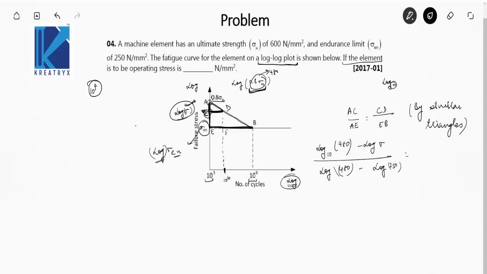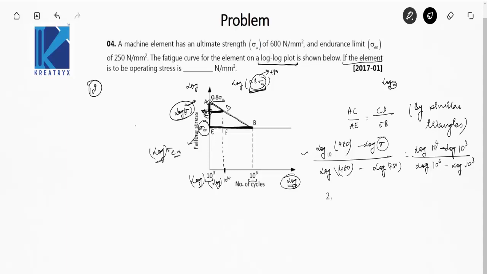CD is 10 raised to the power 4 minus 10 raised to the power 3, but these values are also with log. So this will be log 10 raised to the power 4 minus log 10 raised to the power 3, upon EB, which is log 10 raised to the power 6 minus log of 10 raised to the power 3. All you have to do is solve this equation and you will get sigma.